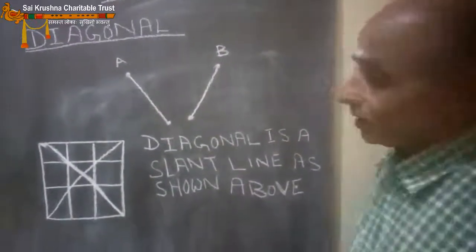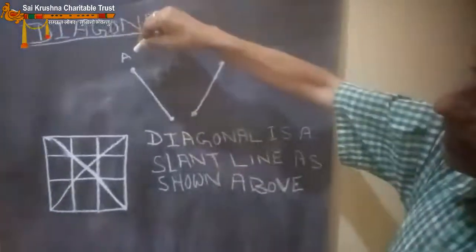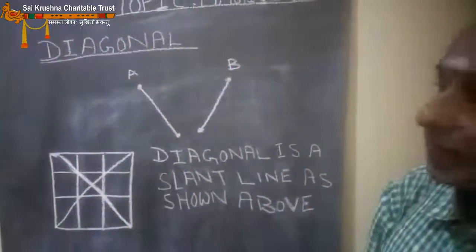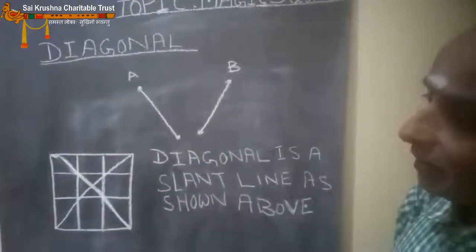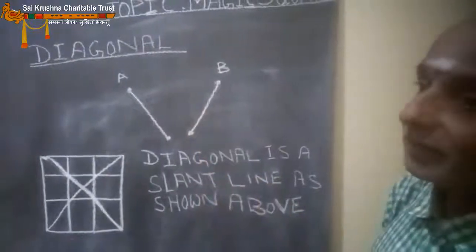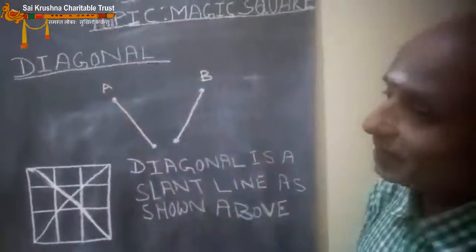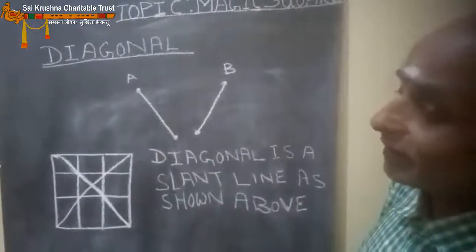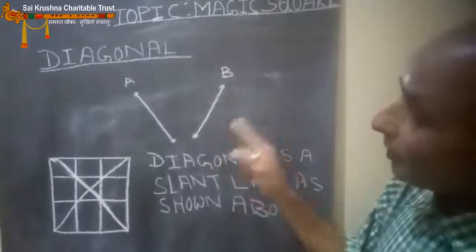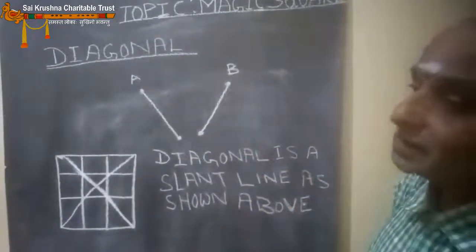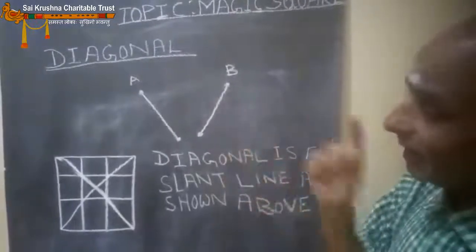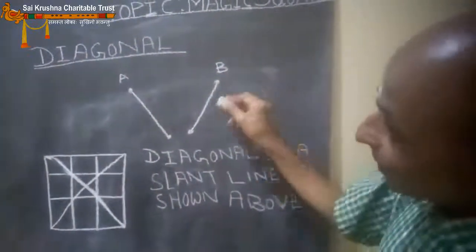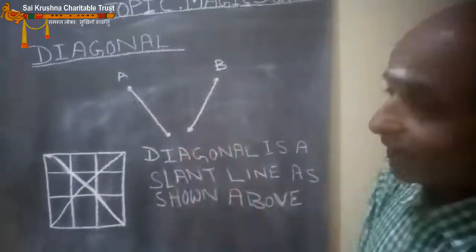Now here I am showing you a line A. And how is this line? Is it a horizontal line, or is it a vertical line? It is slant. And similarly, let us consider line B. What type of line is this? Again, this is a slant line. So, A is a slant line, B is also a slant line here. Are you all able to see?